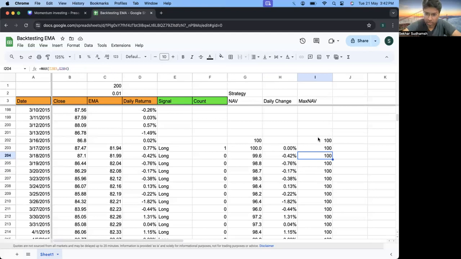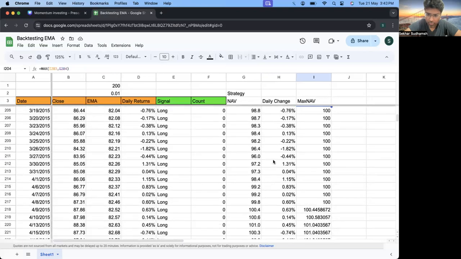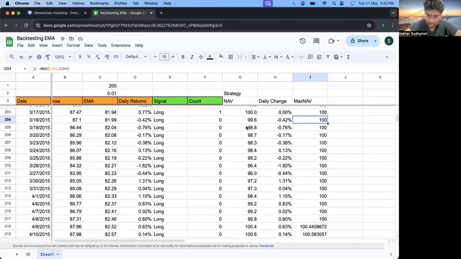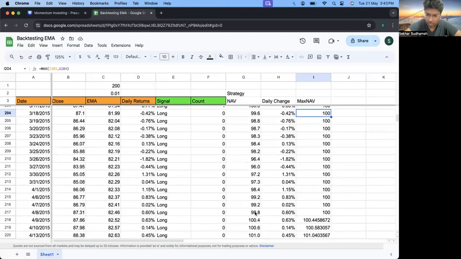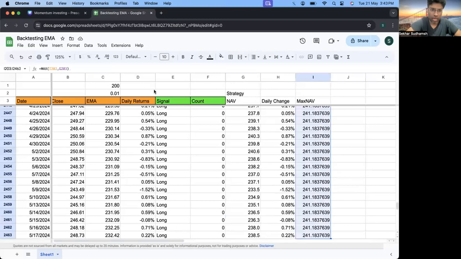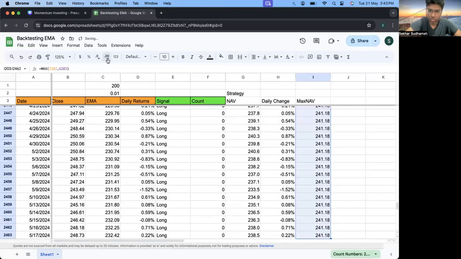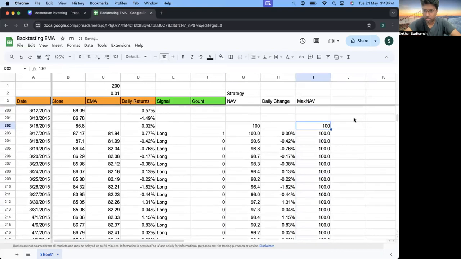Now, the reason I calculate max NAV is because I want to compare the difference between the least value of my NAV versus its previous highest NAV. So as you go down, you see that as long as we are below 100, the max NAV doesn't change. The moment NAV goes above 100, let's say it moved to 100.4, our max NAV again changed. So that's the max NAV formula. I think it will be easily understood once I apply the drawdown calculation.